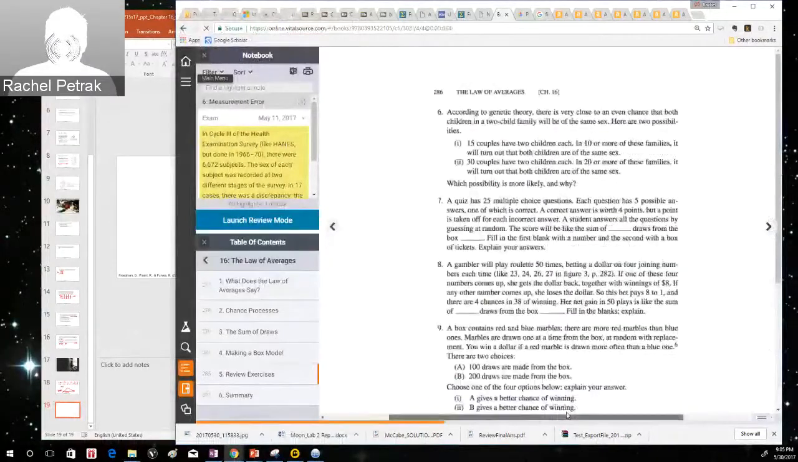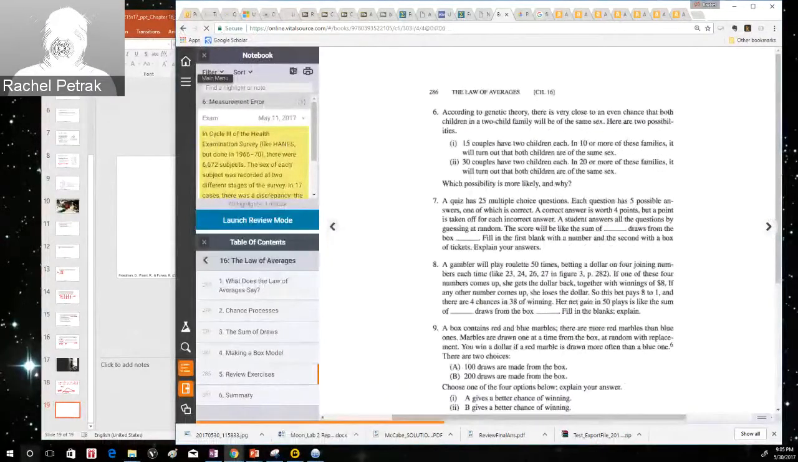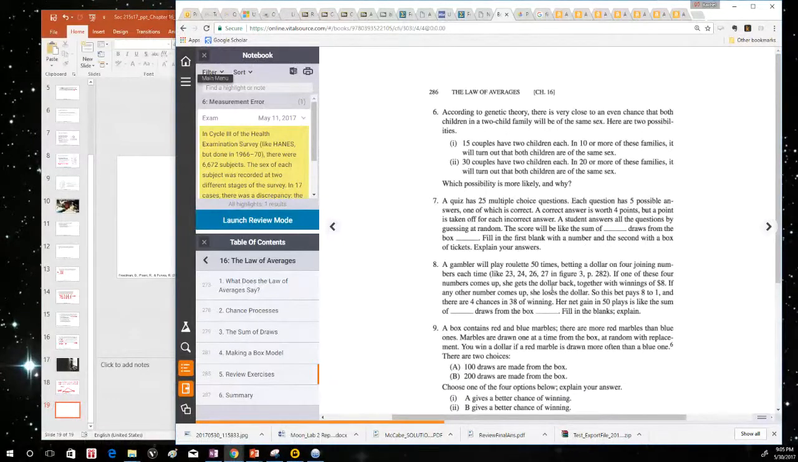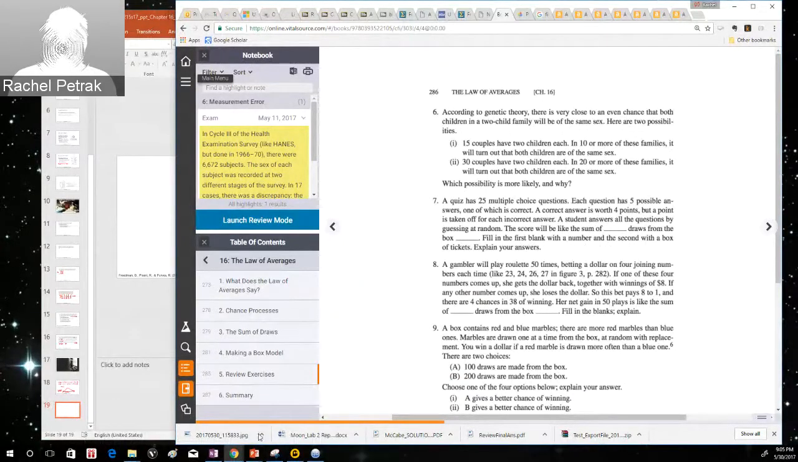And I know we're right at the end here, but I thought there was one more item. It would be nice to take a look at number 6. And maybe number 8, since everybody loves gambling so much.